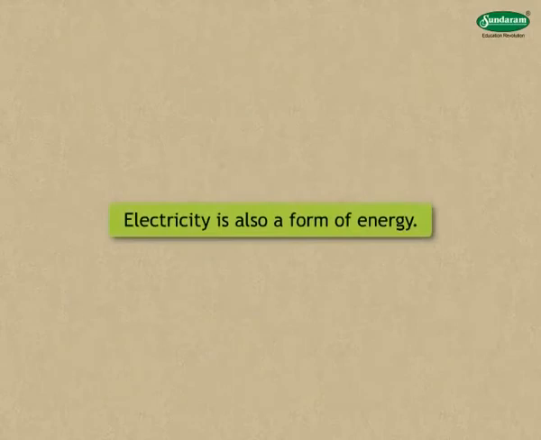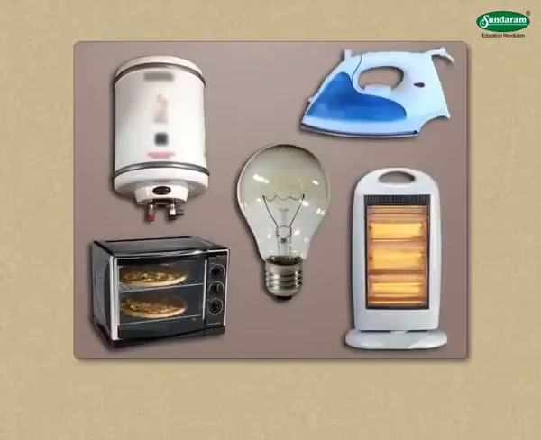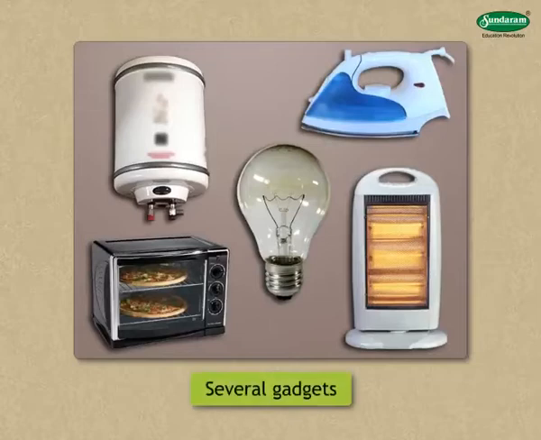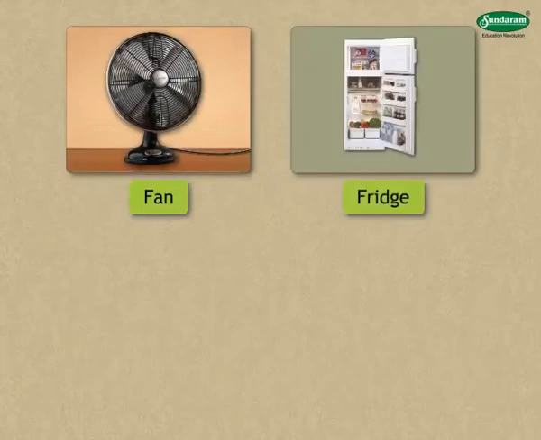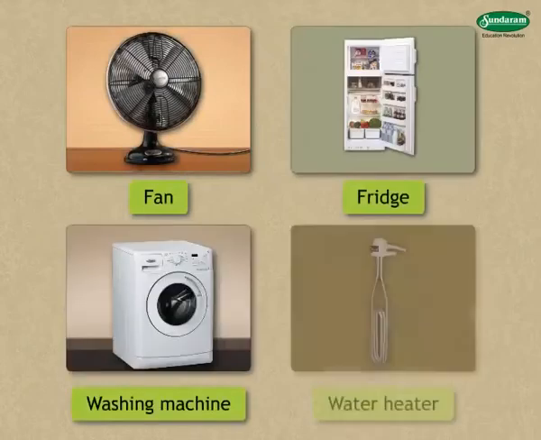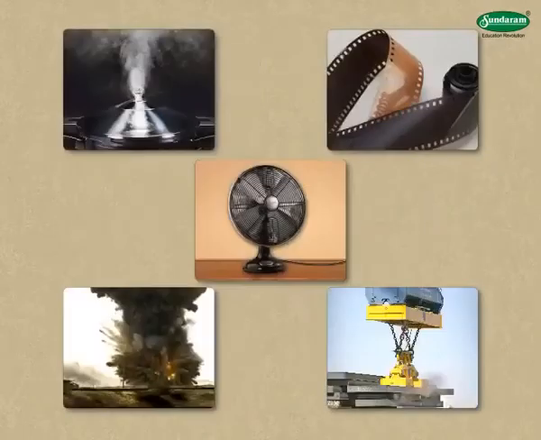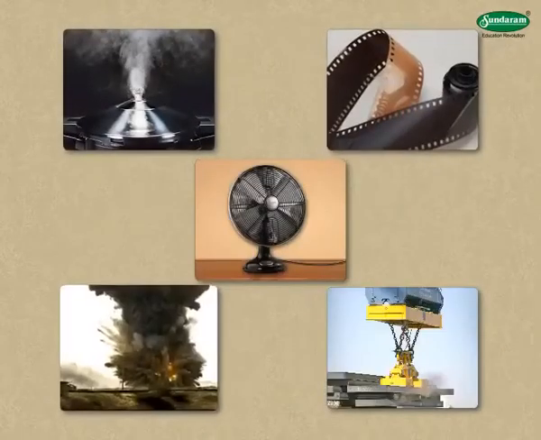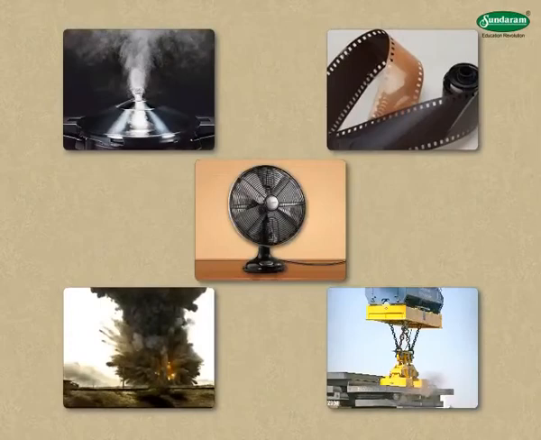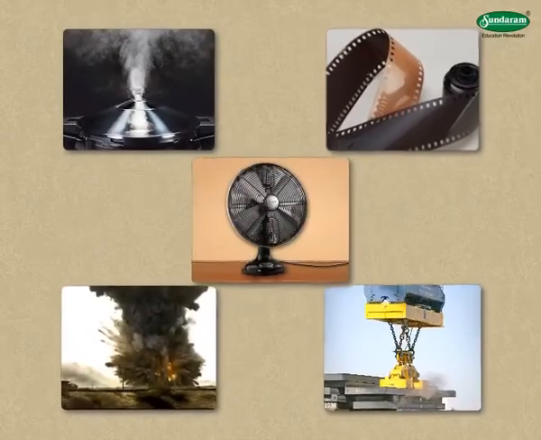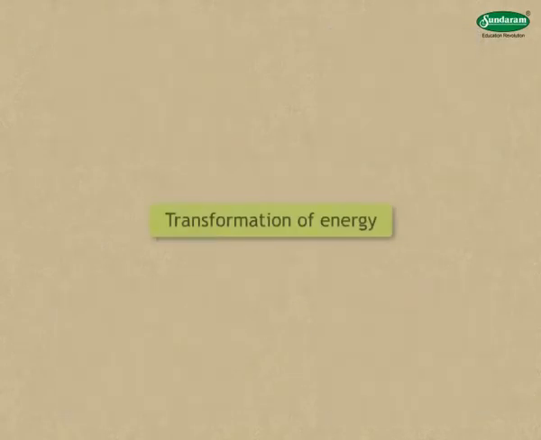Electricity is also a form of energy. Electrical energy is used in several gadgets you use at home, such as the fan, fridge, washing machine, water heater, and so on. Thus, we see that heat, light, sound, magnetism, electricity are all forms of energy.